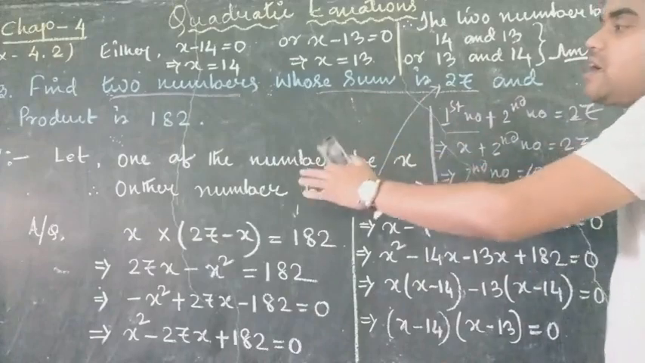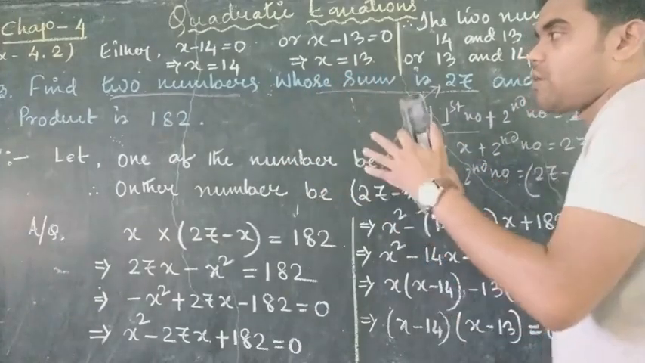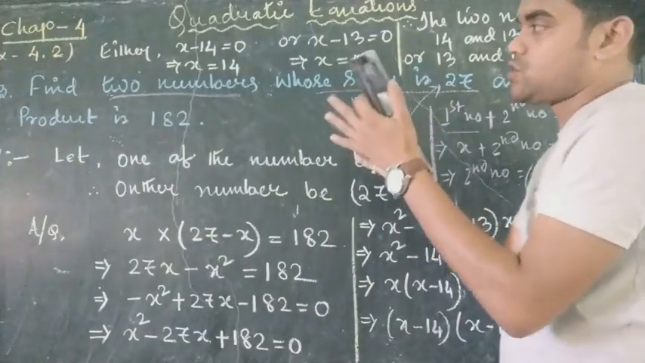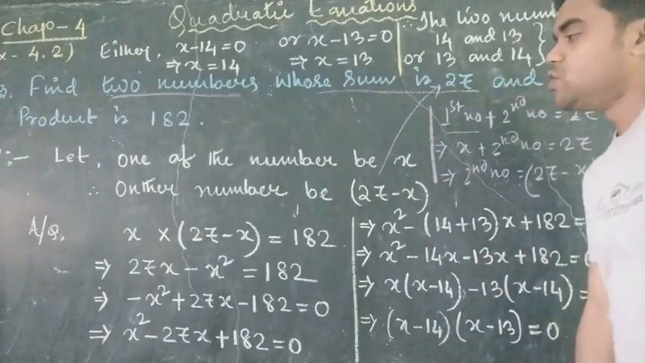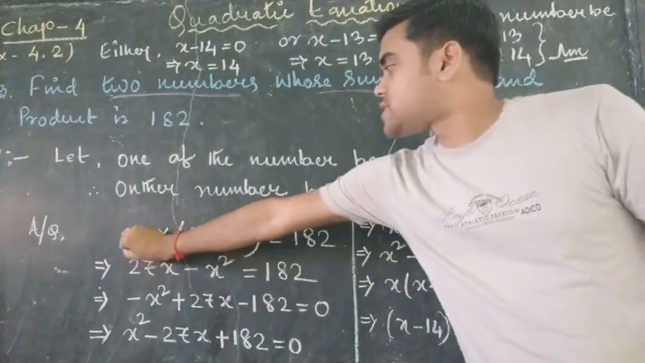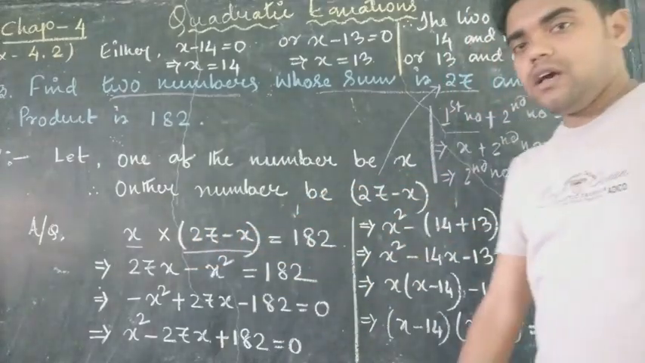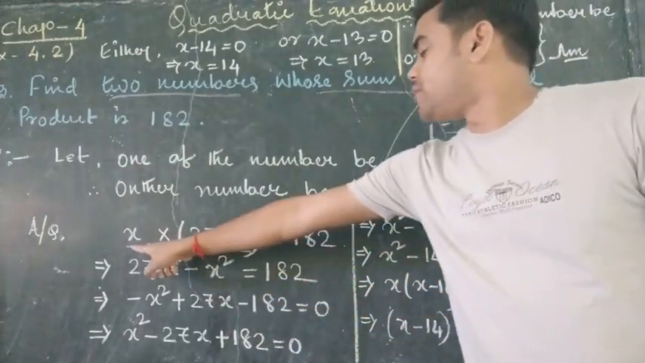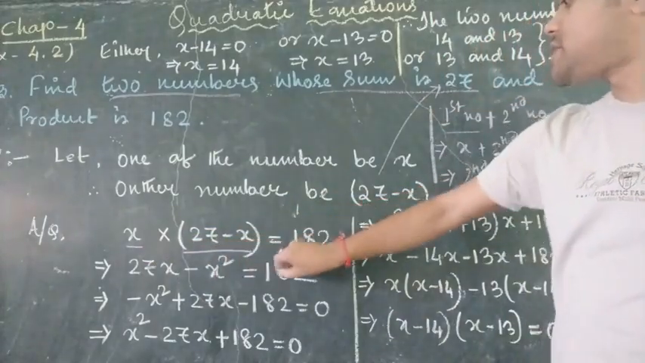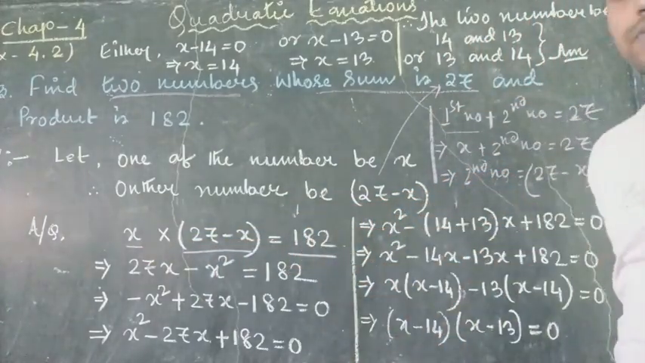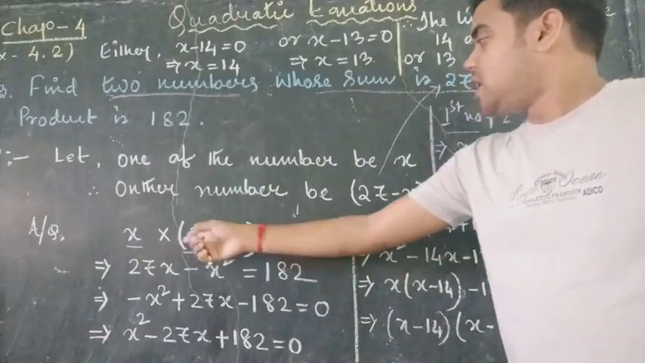The second condition is that the product of these two numbers is 182. So according to the question, x multiplied by 27 minus x, which is the second number we have taken, so x times (27 minus x) equals 182. Now we can solve this equation.